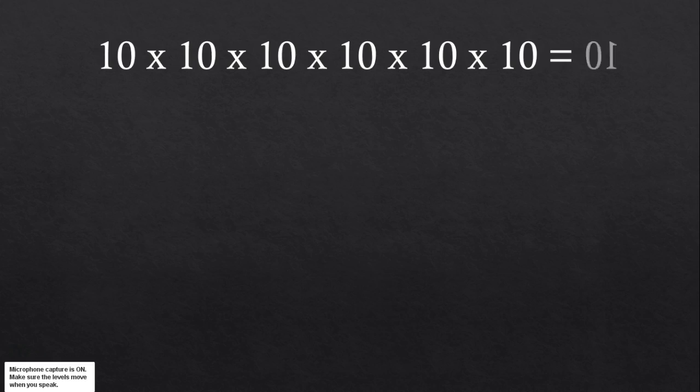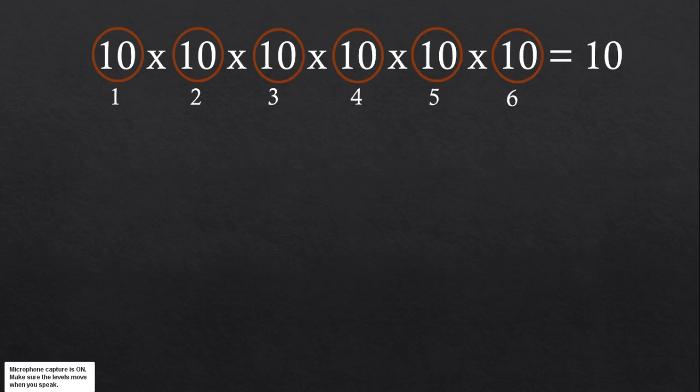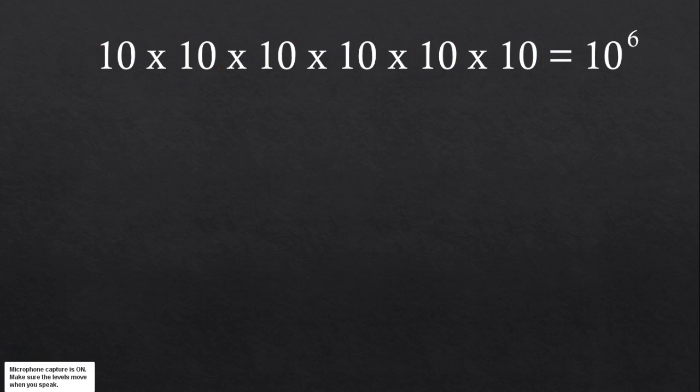The base is 10. The base is shown 6 times. 1, 2, 3, 4, 5, 6. So therefore, what's the exponent? Very good. The exponent is 6, so the whole set is 10 to the 6th.